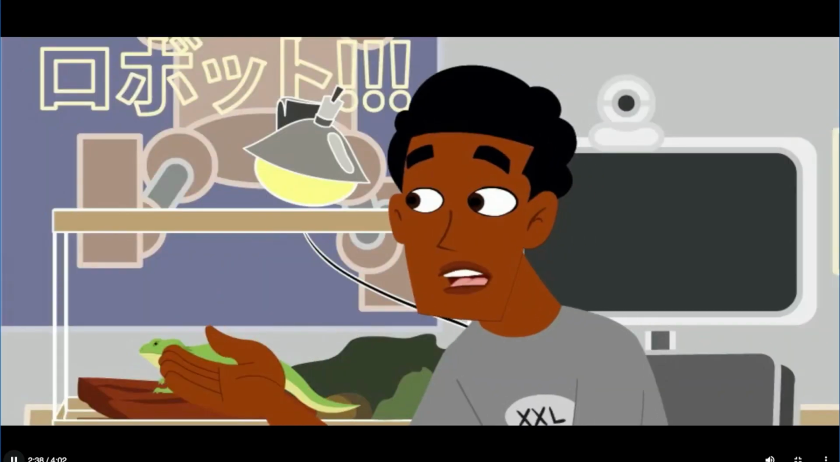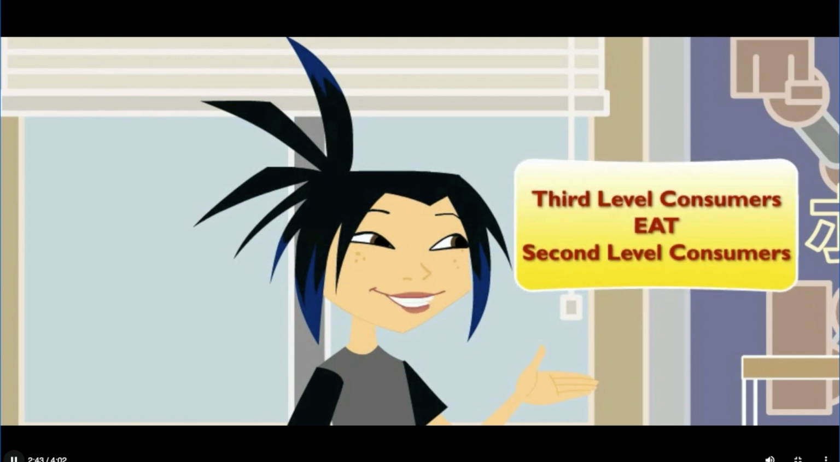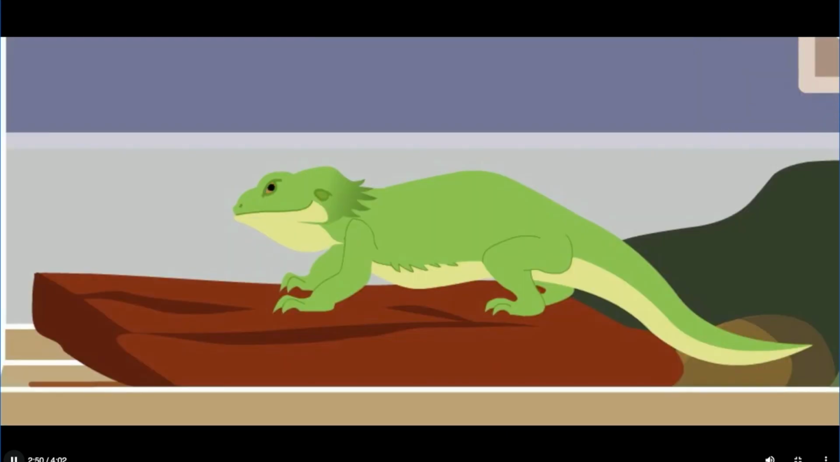I don't want Rhinozilla to get eaten. Me neither. But in the food chain, third level consumers eat second level consumers. So in the wild, it'd be game over for Rhino. Well, I'm glad he's safe inside his cage. Are there any more levels left on the chain?